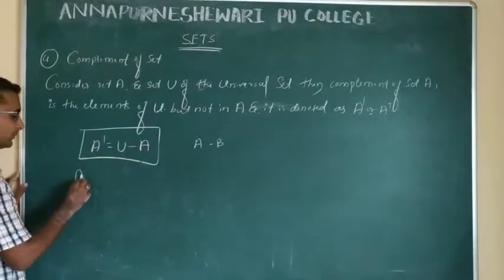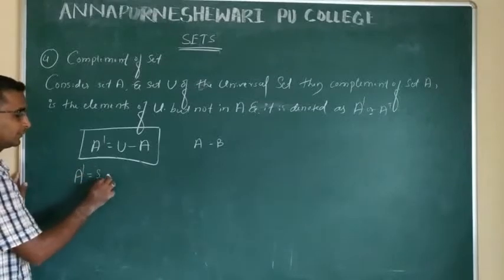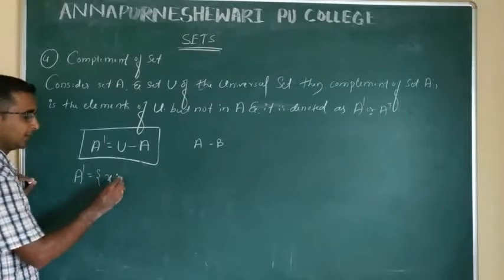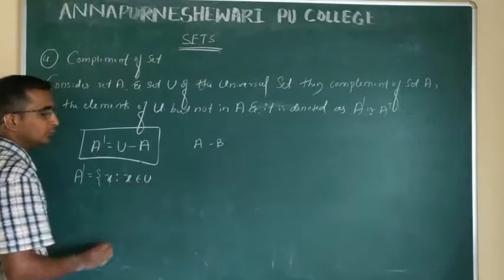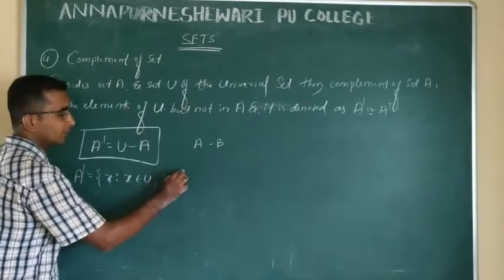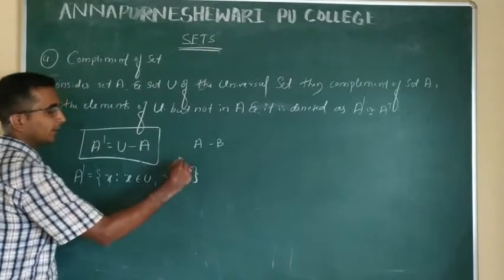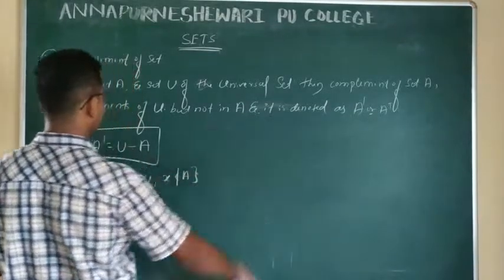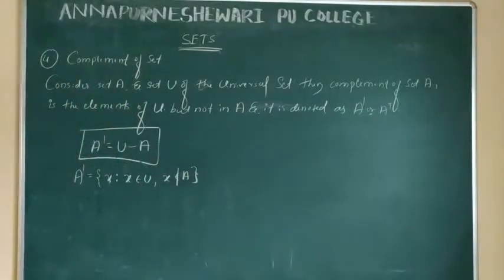And now the set builder formula: A dash is equal to the set of all elements x such that x belongs to U but x does not belong to A. x belongs to U, but x does not belong to A. That is nothing but the complement of set.